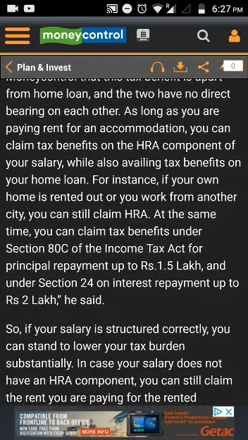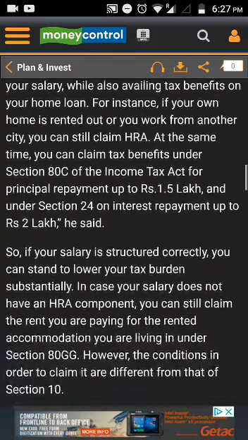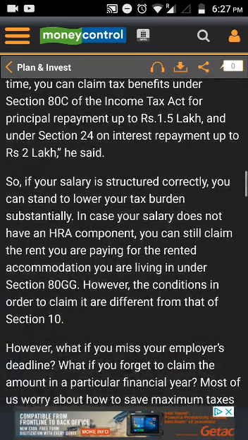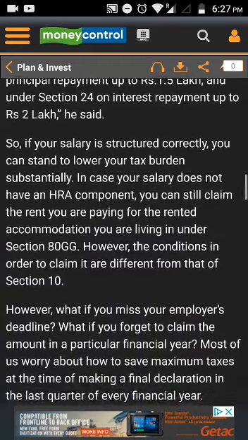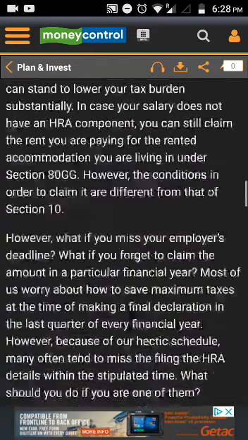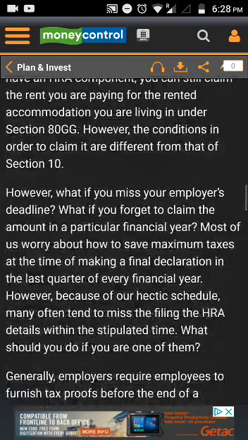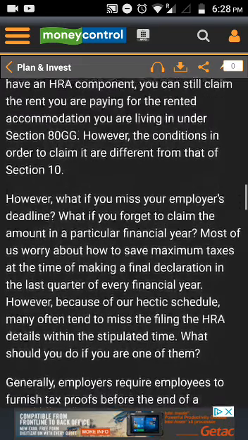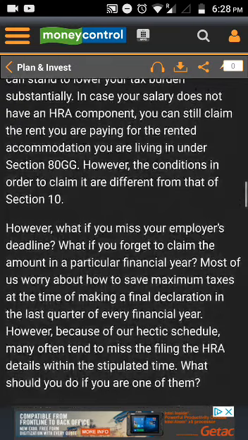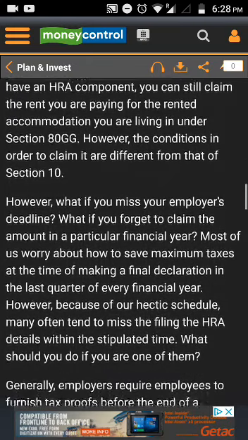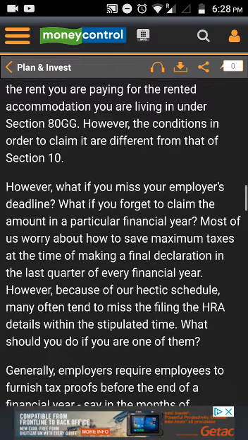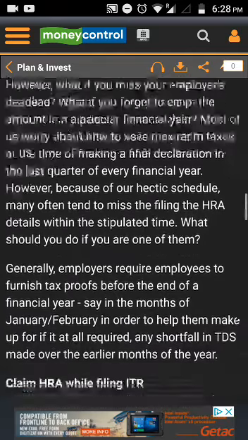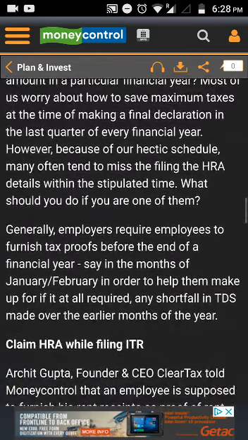Just remember that you have to declare this with your employer every year, and some employers do this at the beginning of the year as a tax declaration. However, if you miss your employer's deadline and do not submit your rent receipts, you do not have to worry about it. You can submit this while filing your IT returns at the end of the year. So claiming HRA while filing ITR is very much possible, and you don't have to submit the rent receipts at that time. However, please do keep a record of all the rent receipts so that you can submit them when the IT department requires.